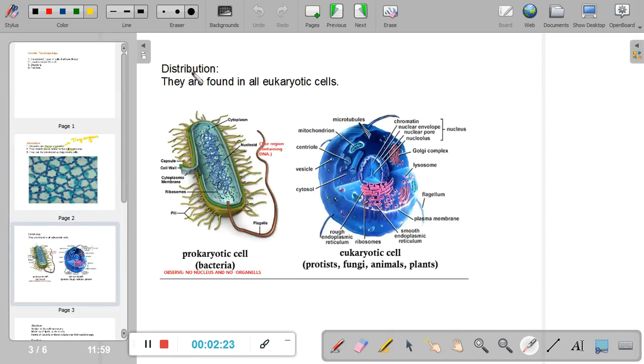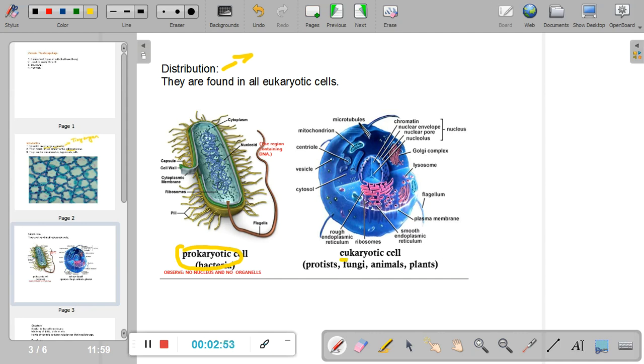Now let us try to understand what is the distribution of vacuoles. Again, let me explain to you what we understand by distribution. Distribution means what type of cells have them and what type of cells do not have them. So the cells that don't have vacuoles are prokaryotes. Prokaryotes do not have vacuoles, whereas all the eukaryotic cells have vacuoles in them.